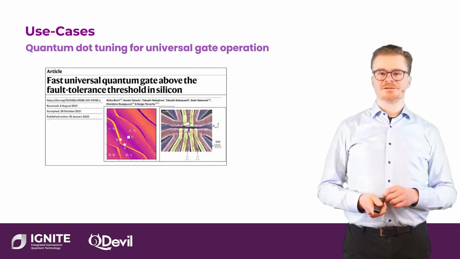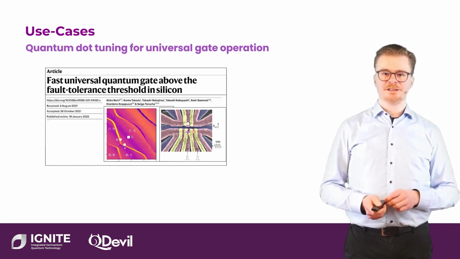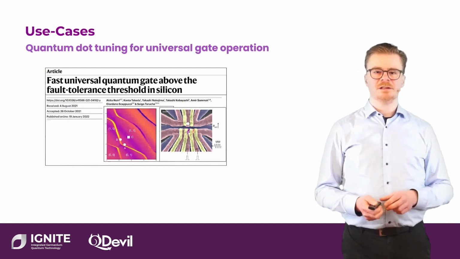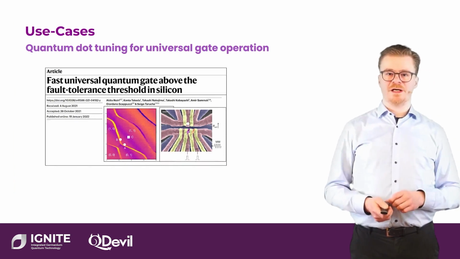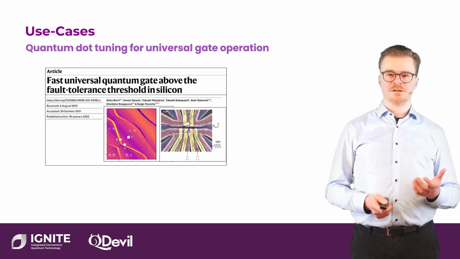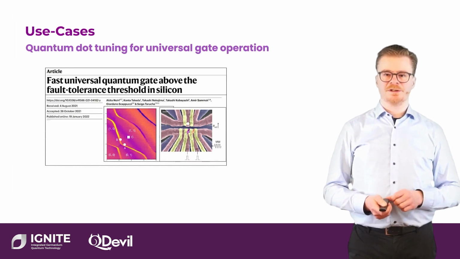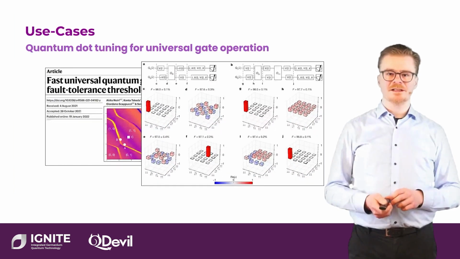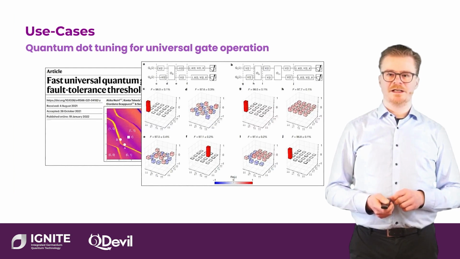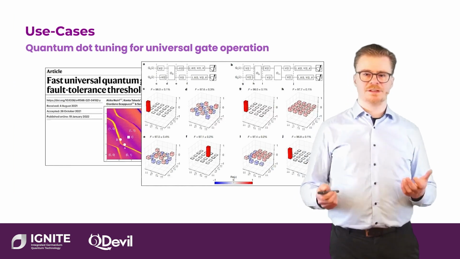The final use case we'd like to highlight is from this year. We just saw this nice publication from a Japanese team teaming up with Giugiaro here from Delft, doing fast universal gate operations on silicon quantum dots, using also this QDAC2 instrument to tune up these dots in the experiment. So it's just nice to see that there's been some real high quality quantum gate operation happening in qubits using our instruments like this.